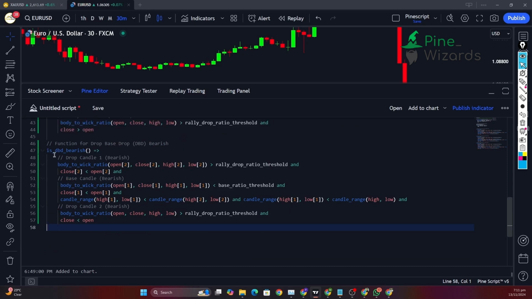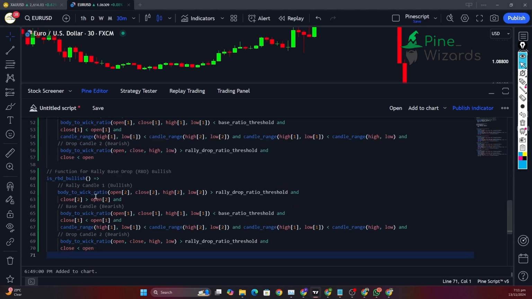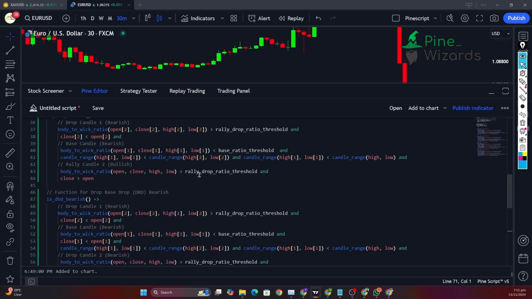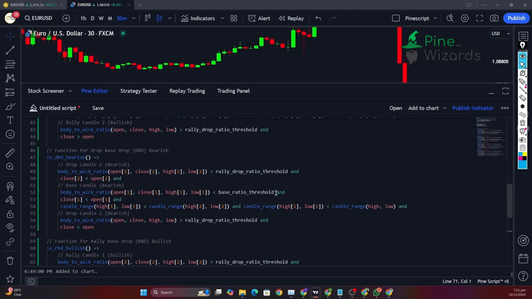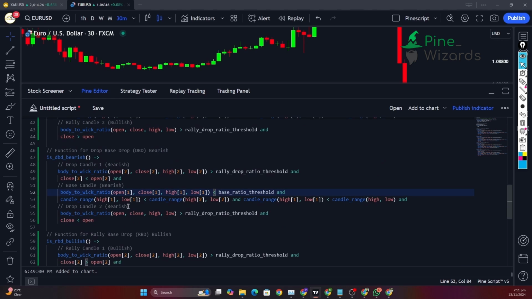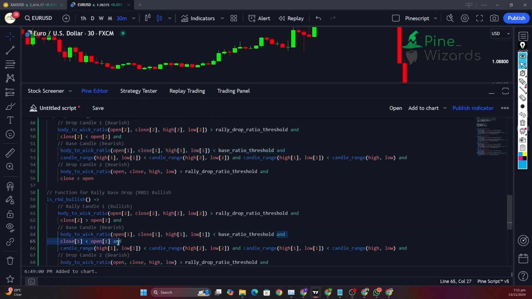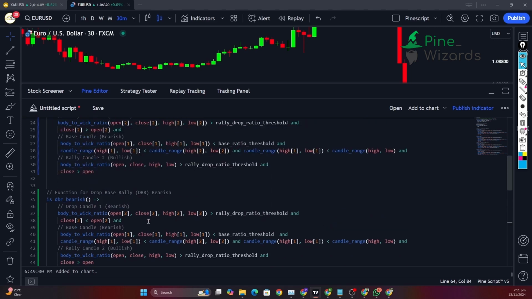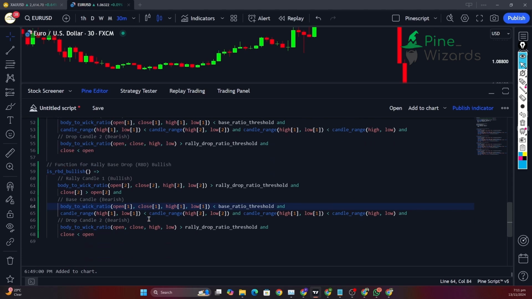And let me just go ahead and paste this again as well. And this is the drop base drop, and similarly this is going to be rally base drop. So these are both supply zones and these are both demand zones. And again, let me just go ahead and remove the type of the base region because we really don't need that. So all our conditions for rally base drop, drop base rally, and drop base drop have been defined here.